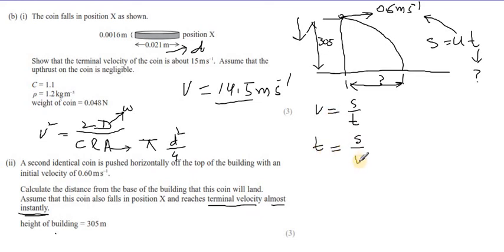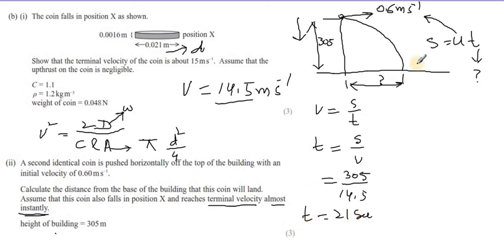T is equal to S upon V, and S is 305, which is the height of the building, divided by V. V I have already found, 14.5. Here, if you do that, the time would be equal to 21 seconds.